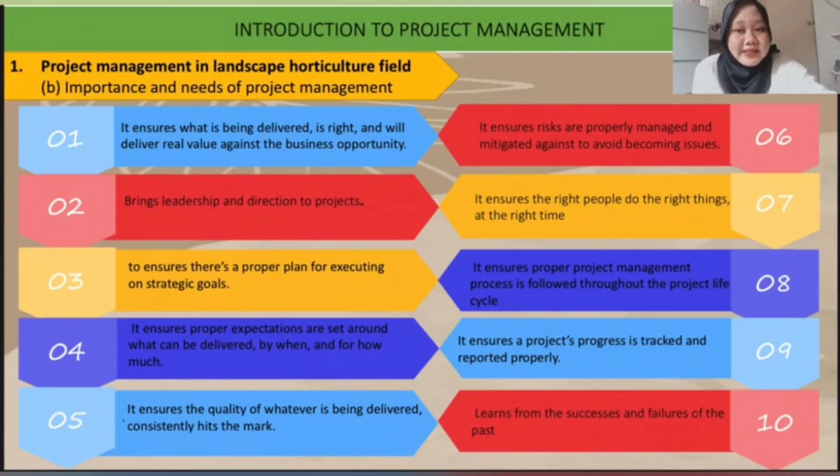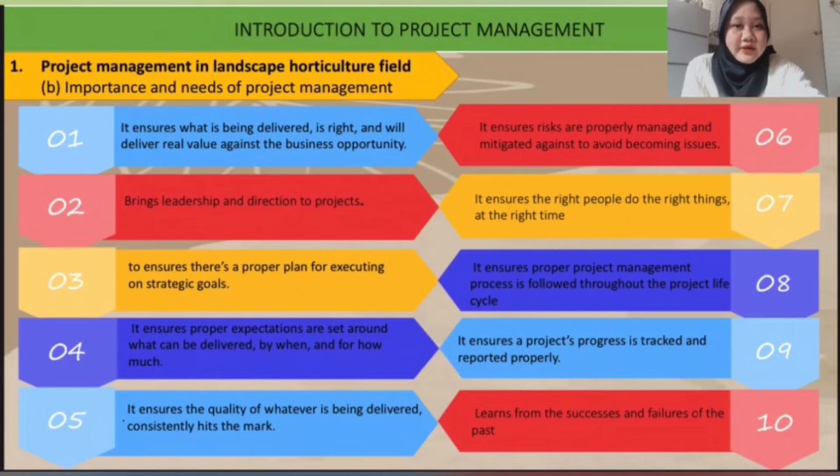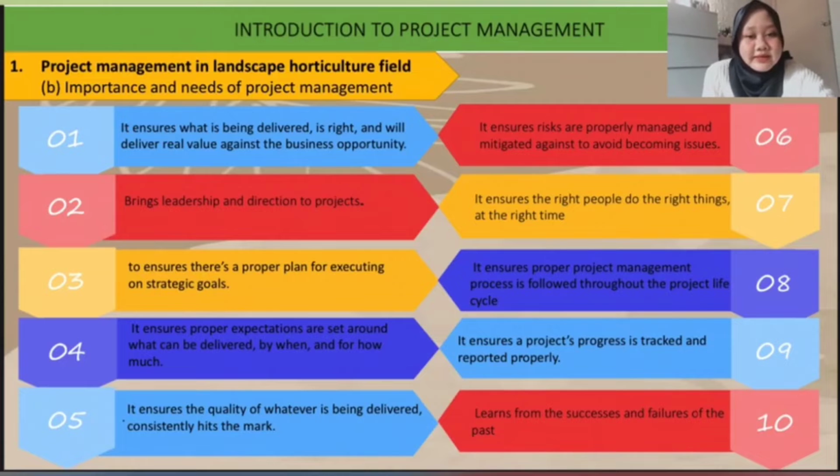Fifth, it ensures the quality of whatever is being delivered consistently hits the marks. Sixth, it ensures risks are properly managed and mitigated to avoid becoming issues. Seventh, to ensure the right people do the right things at the right time. Eighth, to ensure the proper project management process is followed throughout the project life cycle. Ninth, it ensures project progress is tracked and reported properly. For the last, learn from the successes and failures of the past.